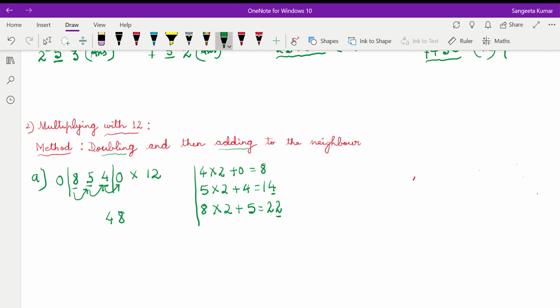Out of this 22, 2 we note down here, and 2 is in our hand. Next we move on to 0. 0 into 2 is 0, so 0 plus 8 is 8. That is, here we have done 0 into 2 plus 8. So our final answer here is 8, and we add the 2 from the carryover. So our answer is 10. And our final answer is 10248. Let us take another example.